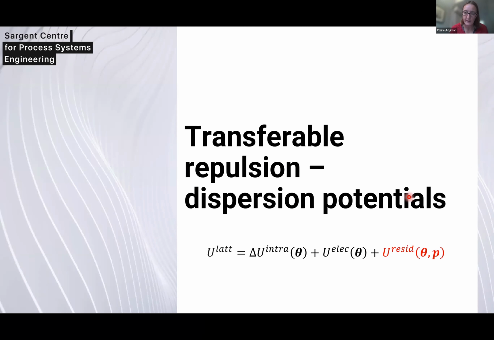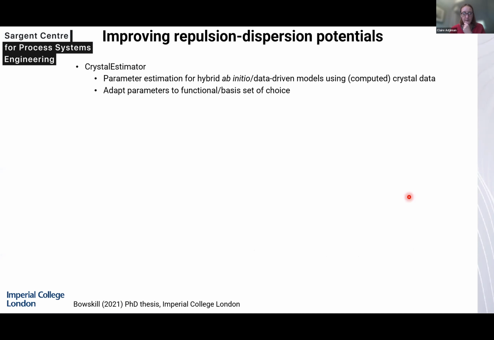Then looking to the repulsion dispersion potential. So these are transferable models. And so what we've been doing in recent years is to develop a way to estimate those models in a better way to increase the accuracy.